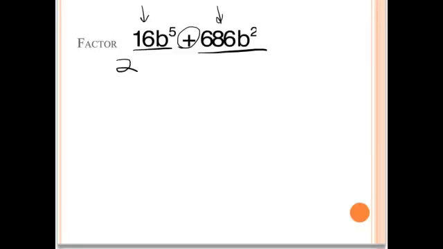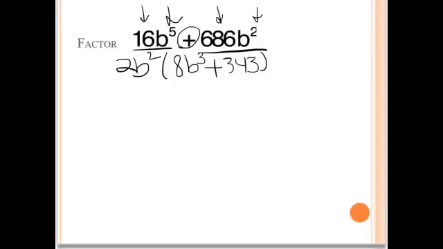So we'll start with a 2. And then I have b to the 5th and b squared. So that means I can take out at least 2 b's from each. Now with the numbers I divide. So 16 divided by 2 is 8. And then with the b's, I just take out 2 b's from each one. So with the first one, I'll still be left with b cubed. Now with the second one, 686 ends up being 343. And if I take out 2 b's, I don't have any b's left over.